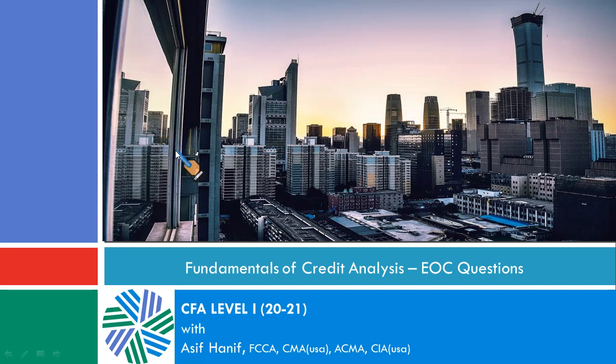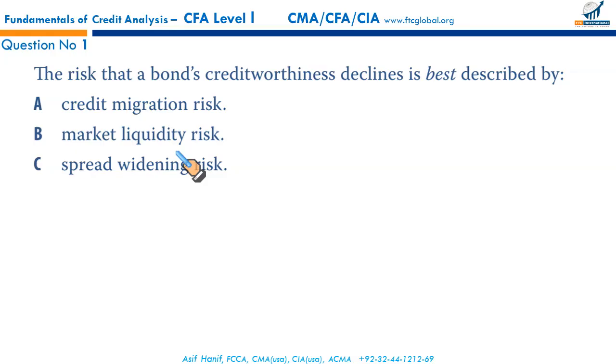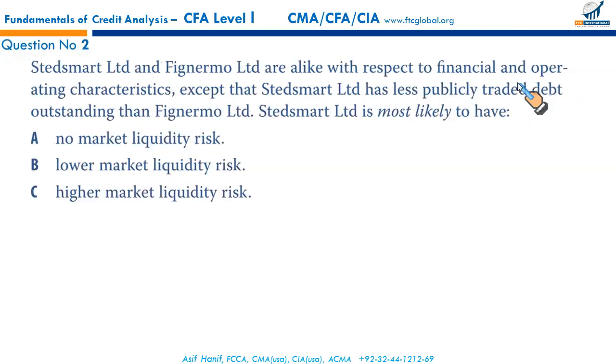Next reading is Fundamentals of Credit Analysis. We're going to do end of chapter questions from the curriculum. The first question is pretty straightforward. The risk that a bond's creditworthiness declines is best described by credit migration, or what you call downgrade risk. It means the risk that the issuer's creditworthiness may deteriorate over a period of time or migrate to a lower point. So that is straightforward. A is the right answer.